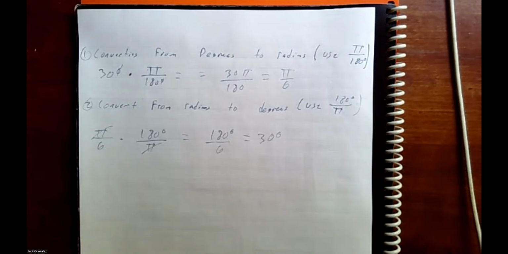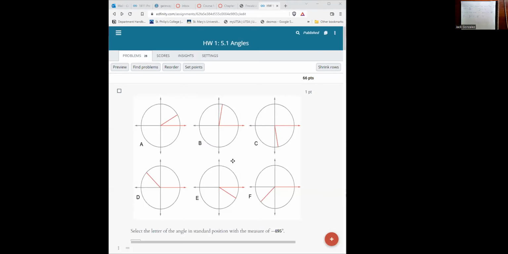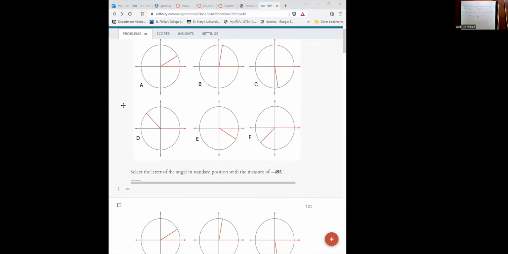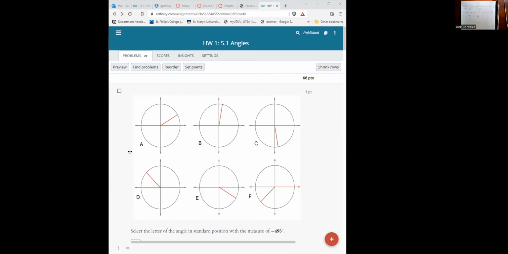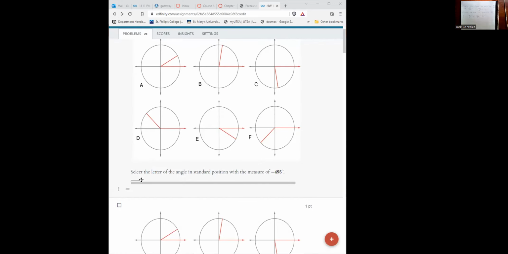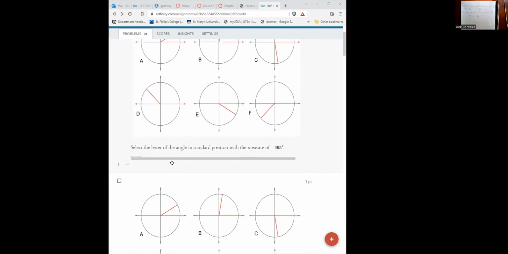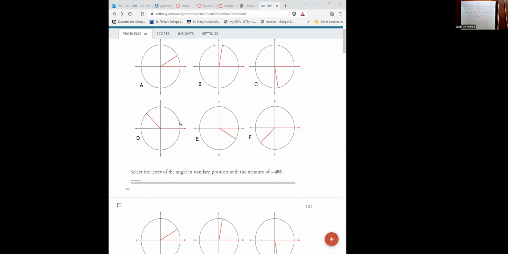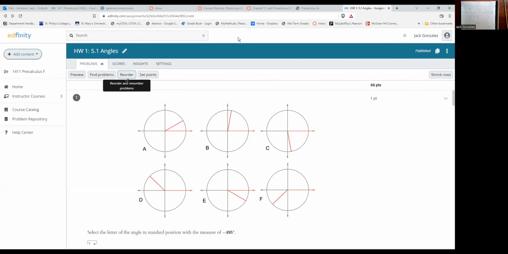So let's look at the homework. This is the homework that you should be doing very soon. The 5.1 angles has about 28 questions, but they're not too crazy. Notice on the first one, it says, select the letter that shows the angle in standard position for negative 495 degrees.